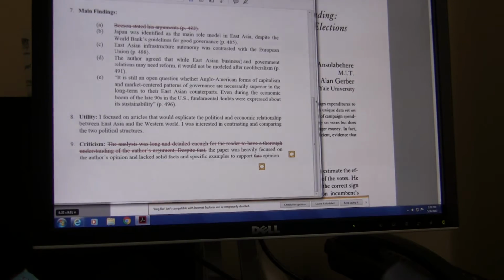Moving along, utility section. One thing is, people tend to lapse into the first person here. This student did: "I focus on articles that would explicate the political and economic relationship between East Asia and the Western world." Okay, that's not the voice you want to be writing. You don't want to be in the first person here. You can just as easily say, "The selected articles explicate political and economic relationships among Asia and the Western world."